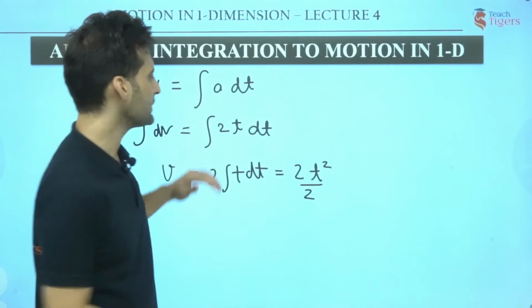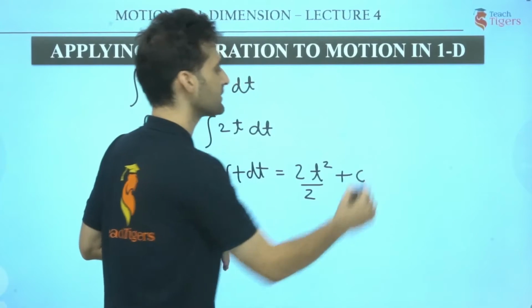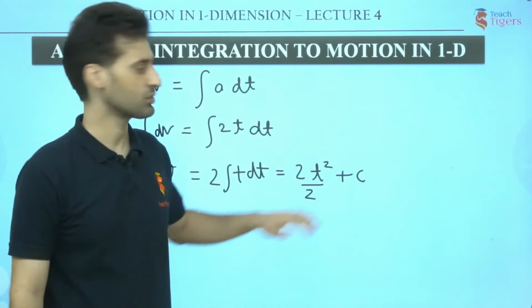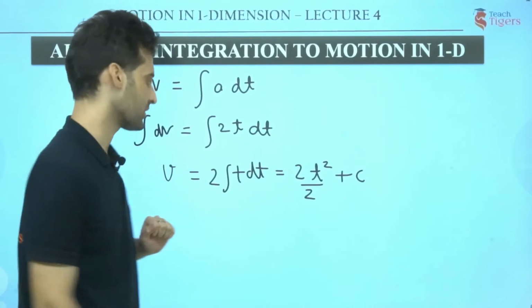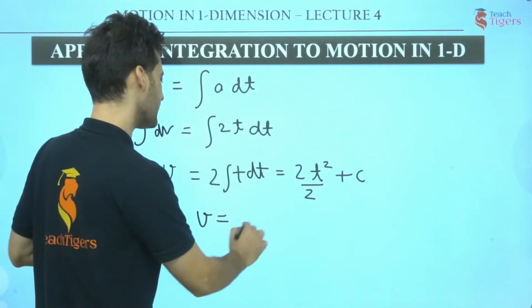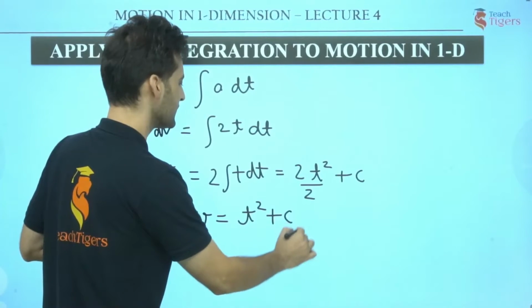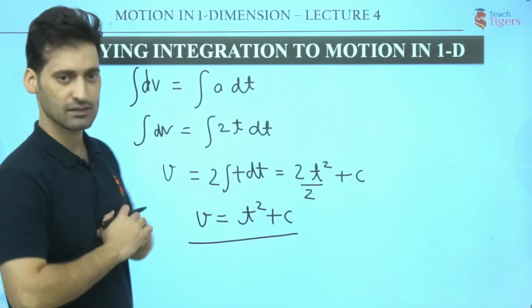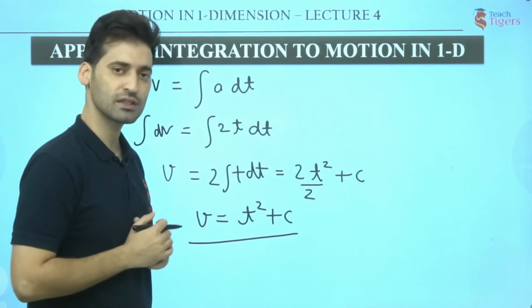What have you learned in integration? If you don't put the limits, you have to add something. That something is the constant of integration. So we have to put this constant of integration. So I get the relation between v and t. It will be v equals t square plus c, isn't it? This is the relation that I have got over here.